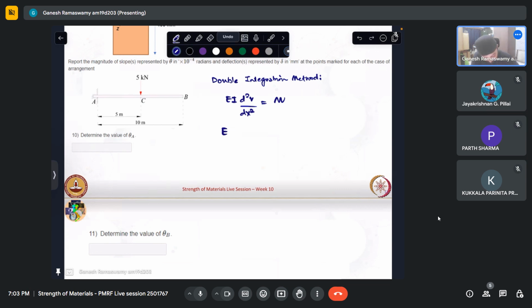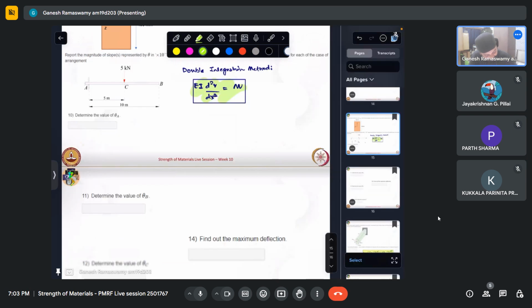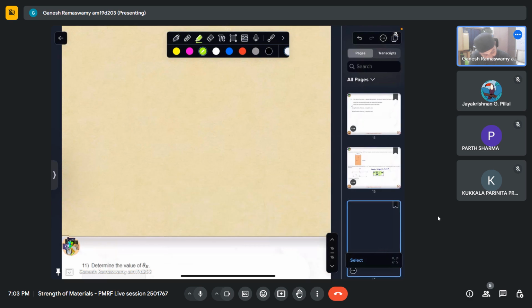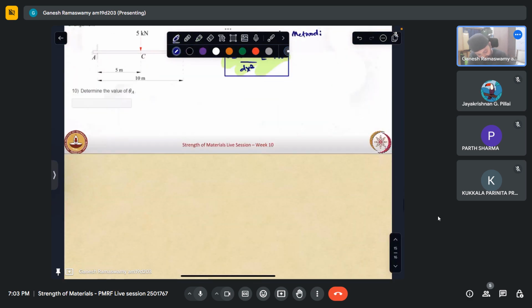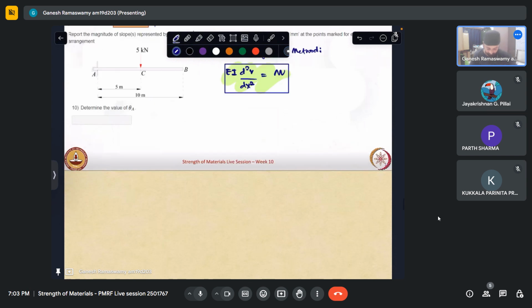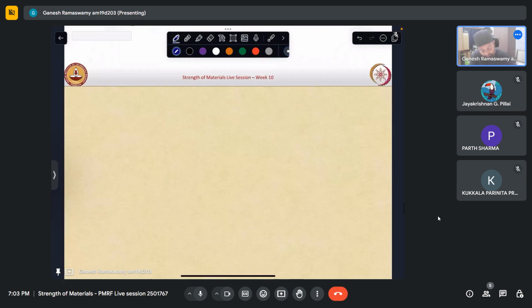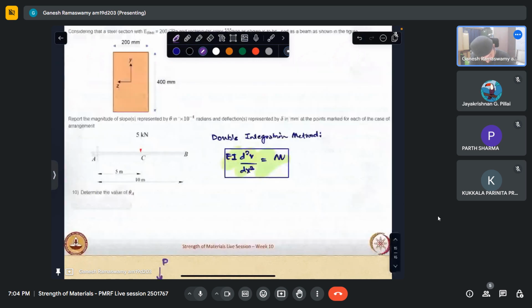Or rather, instead of solving using the double integration method, let us apply the moment area method again and try to do this. So I have the load applied here. This is P, which is some 5 kilonewton.